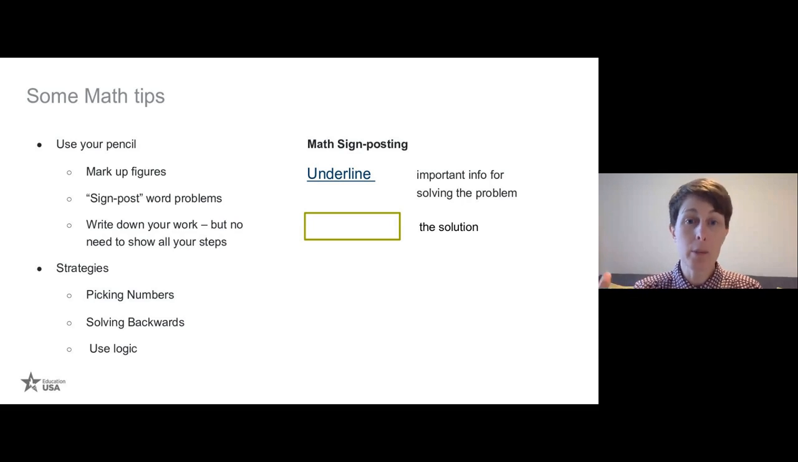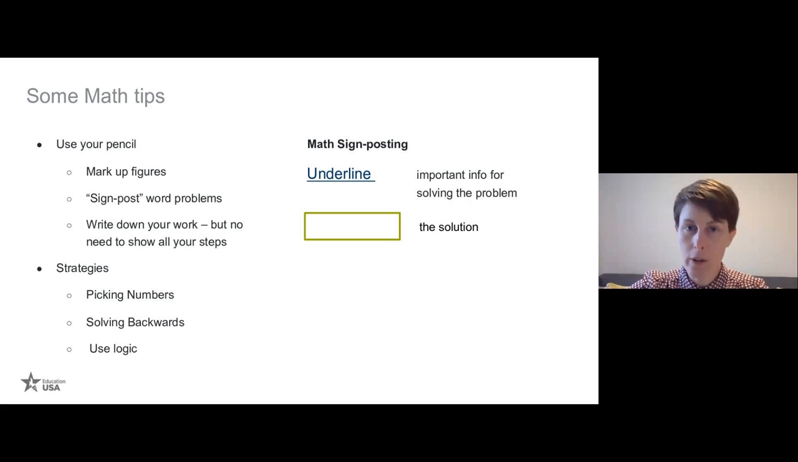You're going to signpost word problems. It's a bit of a different method, but similar to how we were doing that in reading comprehension, we're going to use our pencil as we're working through math problems when we have a bit more of a paragraph that we're looking at. So you're going to underline the important info for solving the problem, and you're going to put a box around the solution. And by the solution, I mean in the question itself, the bit of information that tells you exactly what you're solving for. So in the previous problem about bullhead trout, you were solving for the thing that was changing the most. That's the thing that you would put the box around.